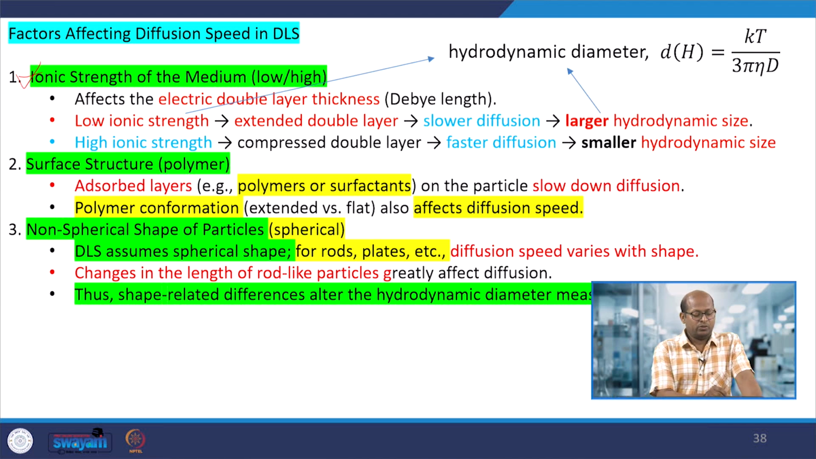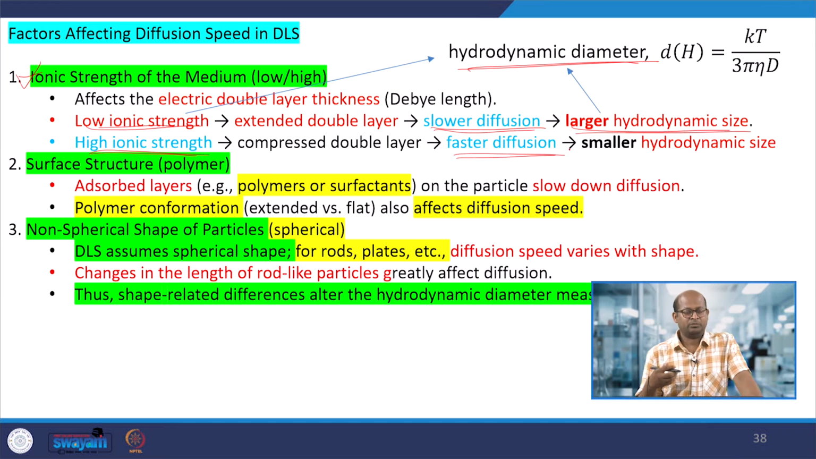Low ionic strength would mean slower diffusion, and therefore a larger hydrodynamic size. So the hydrodynamic size would be larger when low ionic strength is present in that particular solvent. When high ionic strength is present, the movement of molecules or nanoparticles will be faster. When they move faster, the hydrodynamic size would be smaller.